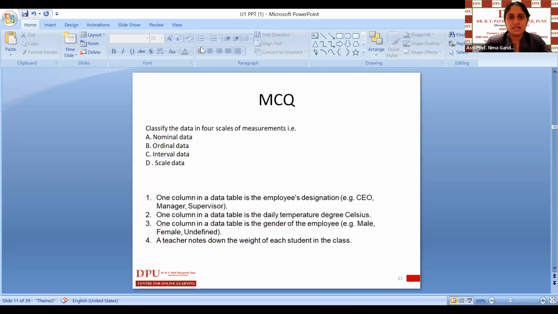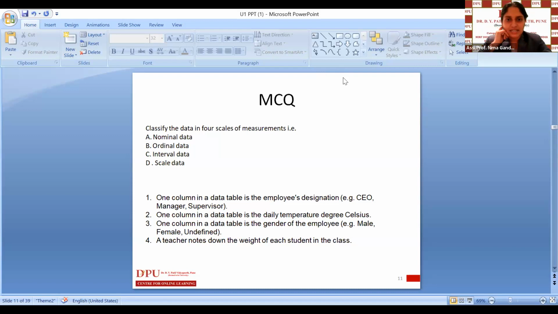One column in a database. Yes, in Kelvin scale, natural zero exists. The column in a data table is the employee's designation. Example, CEO, manager, supervisor. So here you have a non-numerical data. Can you arrange this data into order? Can you give the maximum number to the highest designation? Yes, you can, right? So the first data is ordinal scale.